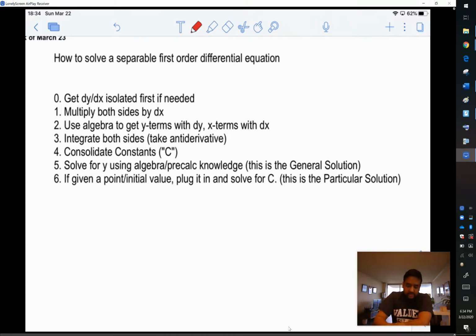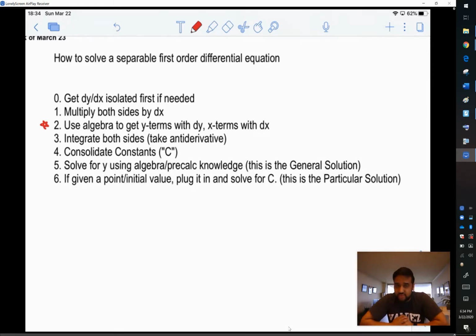Step 2 is very important. Step 2 is one of the harder steps. You need to use algebra in terms of balancing both sides to get your y terms, whatever they are, on the same side as dy, and your x terms on the same side as dx, and they need to be on different sides. So y terms on one side with dy, x terms on the other side with dx. Once you've achieved that, you're now ready to take the antiderivative.